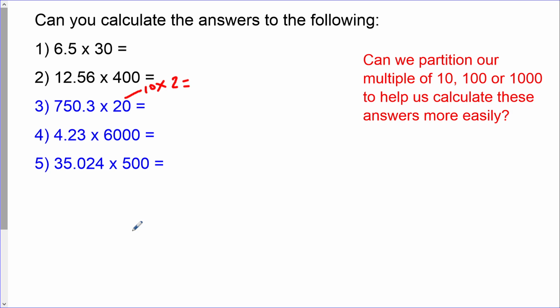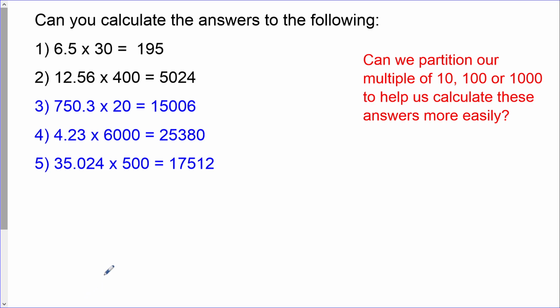Okay, so we should have finished answering the questions now, and we're going to look at the answers. So for the question number 3, as we said earlier, you should have split the 20 into 10 times 2. We should have split, in number 4, the 6,000 into 1,000 times by 6. And we should have split the 500 into 100 times by 5.